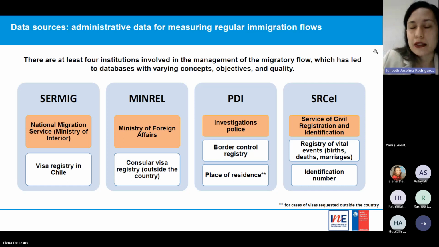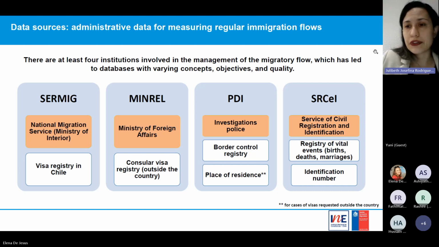First, we have the visa application records that are processed inside the country by the National Migration Service, SERMIG by its Spanish acronym, which is part of the Ministry of Interior. We also have visa application records that are processed outside the country at consulates and embassies. The institution in charge of managing these visas is MINREL, which is the Ministry of Foreign Affairs.